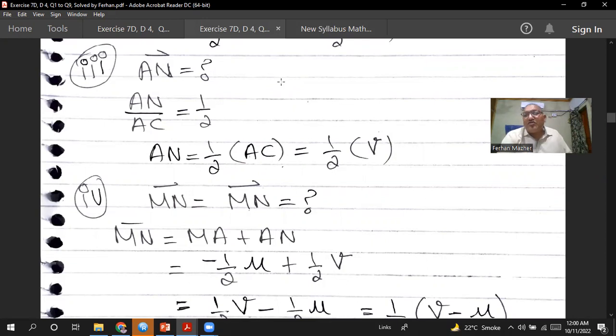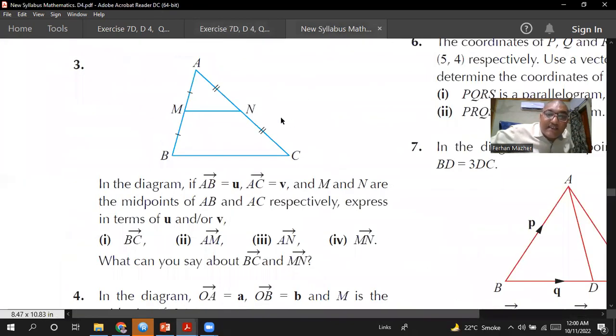And AN will be equal to 1 by 2 of the AC, so 1 by 2 of the V. So now I know the value of the AM and I know the value of the AN. Okay, so that is how you do this. And the next question they are asking is find the MN.